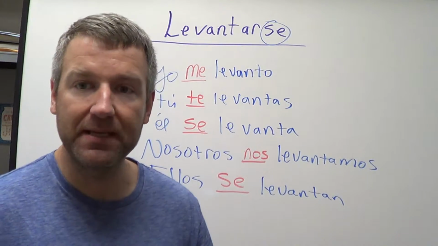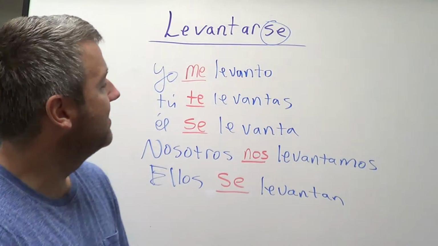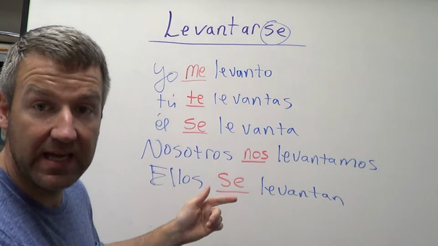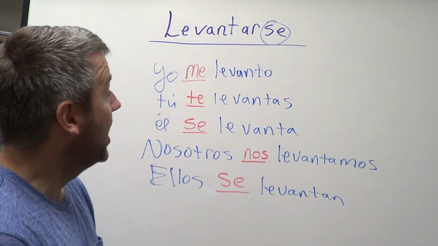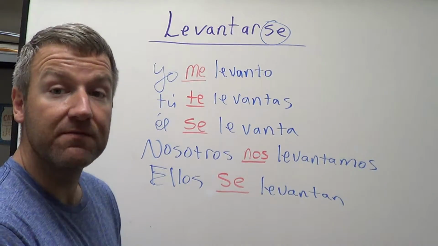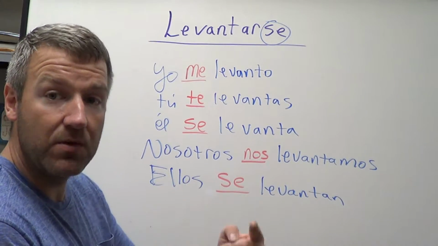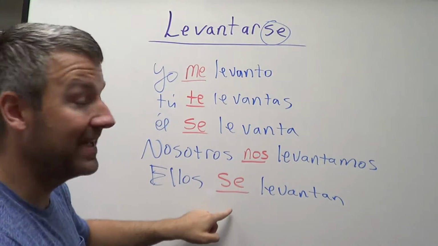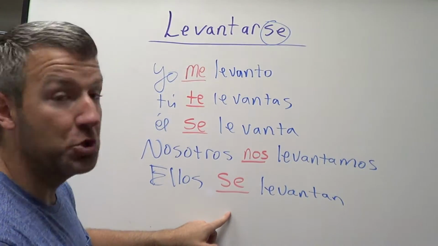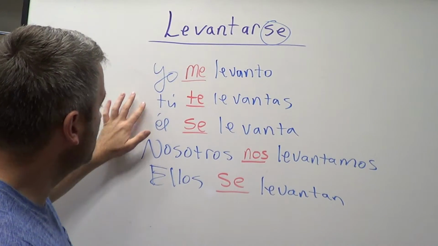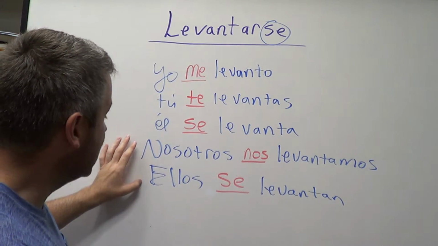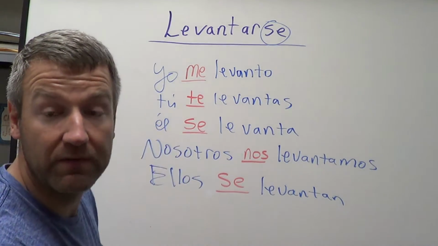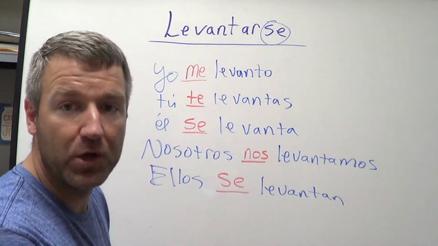Okay? So again, just depending on who it is you're talking about, that would determine if we need the me, the te, the se, the nos, and the se. Again, guys, when you're dealing with reflexive verbs, as I've mentioned in this video and in the previous video, you have to have the me, te, se, nos, and se. Gotta have it. Now, you can omit the yo, tú, él, nosotros, and ellos. Those can be omitted just like they can be with other verbs that we've learned this semester, as long as it's clear about who you're talking about.